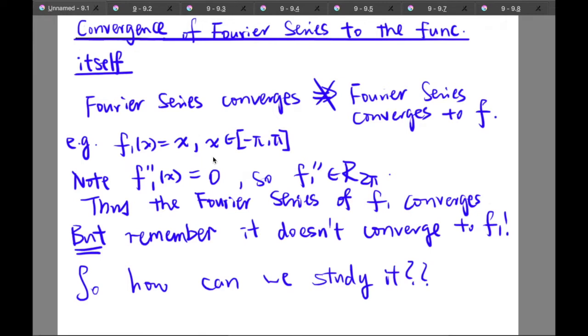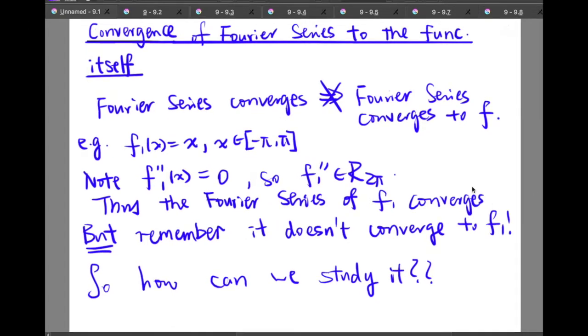we know that the second derivative of f is equal to 0. So indeed, f double prime is an integrable function. But according to our theorem in the last video, we know that the Fourier series of f converges. But remember, we have studied this example and we know that the Fourier series does not converge to f. From this example, we see that although the Fourier series of f converges, the Fourier series of f does not converge to f. So, how can we study the convergence of Fourier series to the function itself?